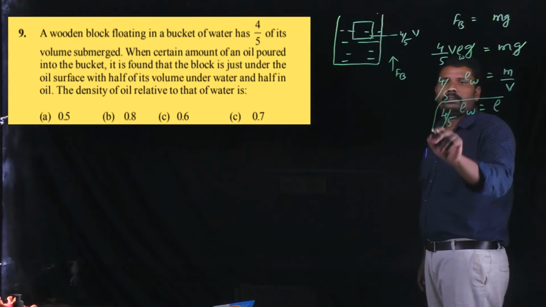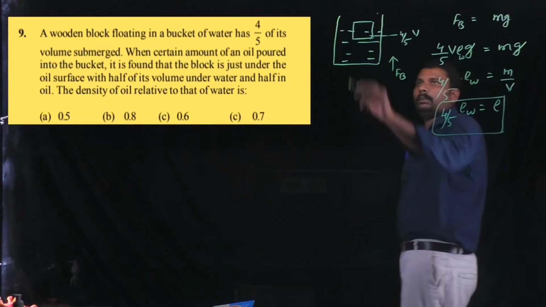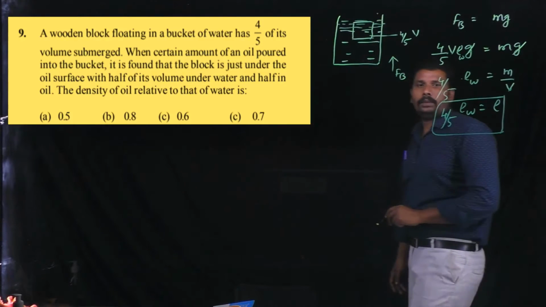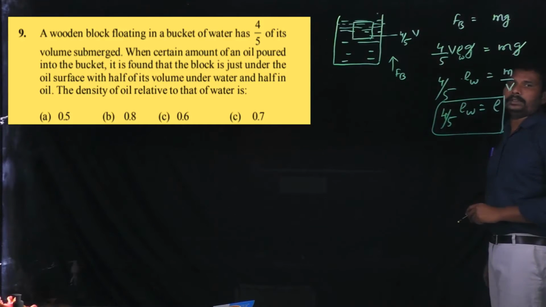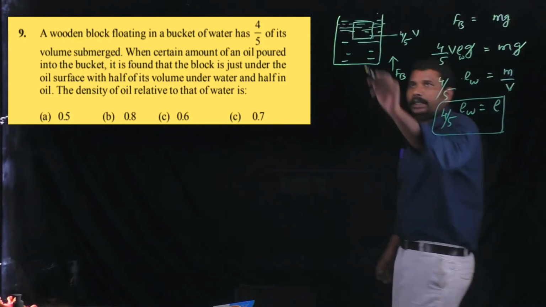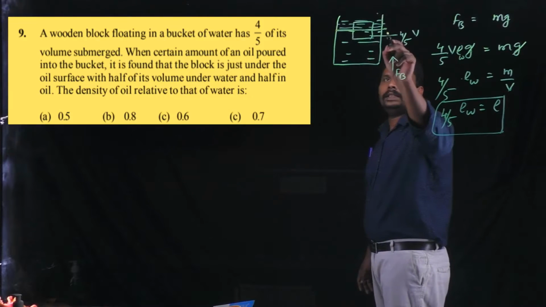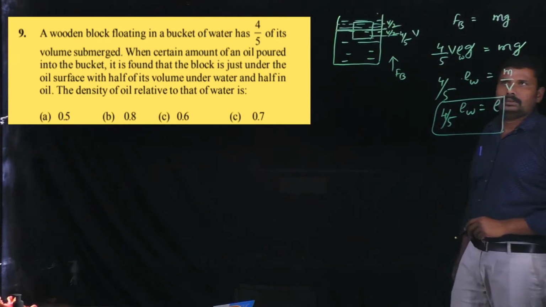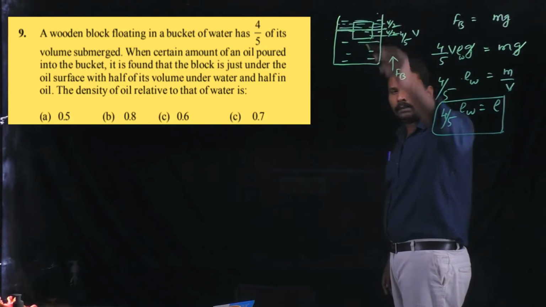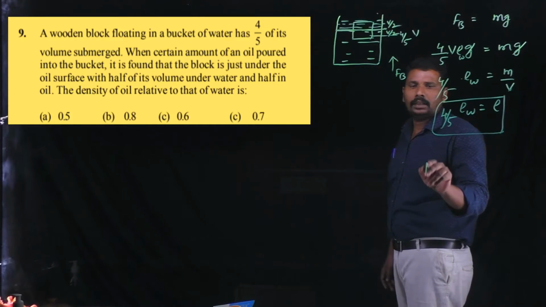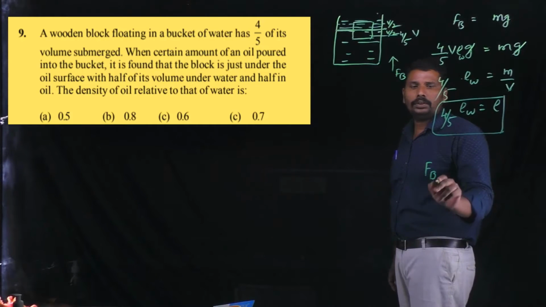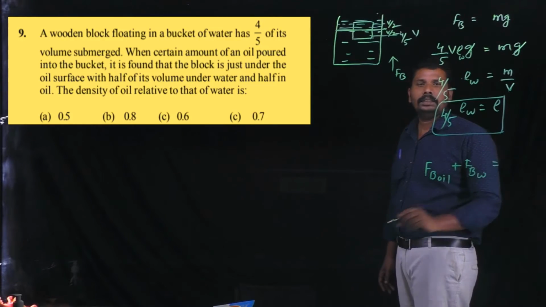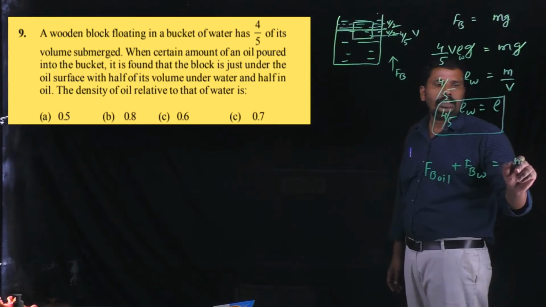Okay, after this, by filling this bucket with the oil, now the wooden block is completely submerged under the liquid. Here, half of the volume is in the water and the remaining half is in the oil. Now the buoyancy force due to the oil plus the buoyancy force due to the water is equal to the weight of the wooden block.